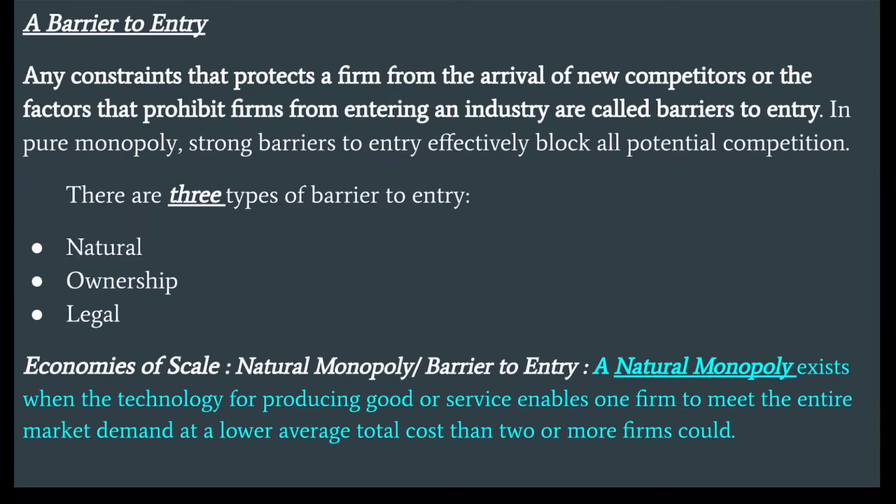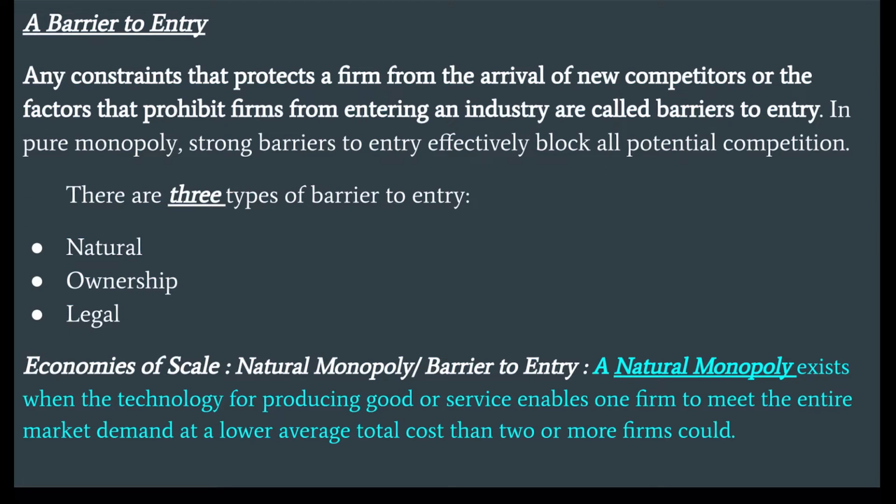Barrier to entry. Any constraint that protects a firm from the arrival of new competitors, or the factors that prohibit firms from entering an industry, are called barriers to entry. In pure monopoly, strong barriers to entry effectively block all potential competition. There are three types of barrier to entry: natural, ownership, legal. Economies of scale, natural monopoly or natural barrier to entry.